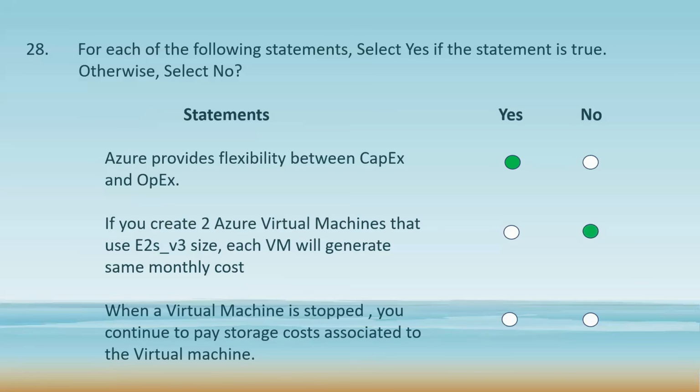Next statement, when a virtual machine is stopped, you continue to pay storage costs associated with the virtual machine. While the VM is shut down, there is still a storage cost for the disk that is holding the virtual hard drive file, as well as any other data storage disks you may have created, as you are still consuming the file storage. If you delete them before shutting down the VM, then you won't be billed for storage. So this statement is correct.